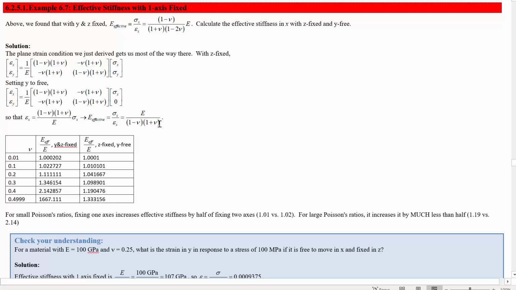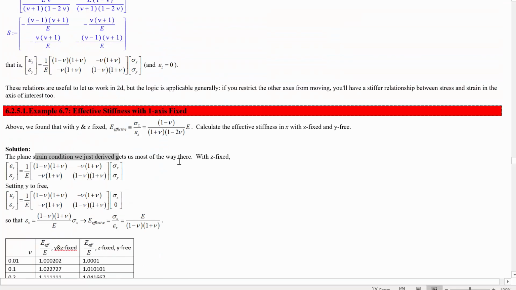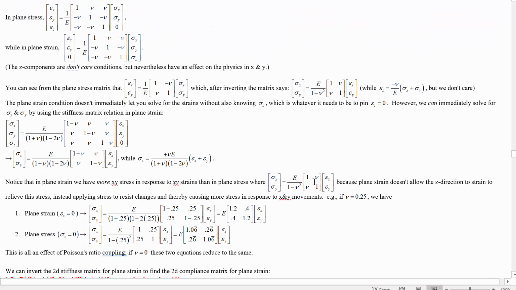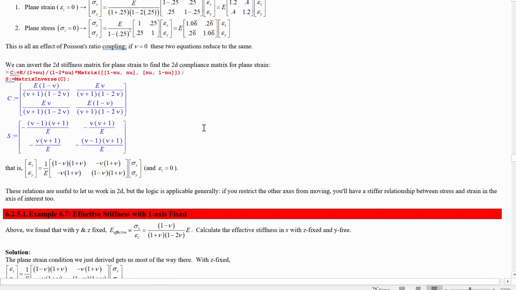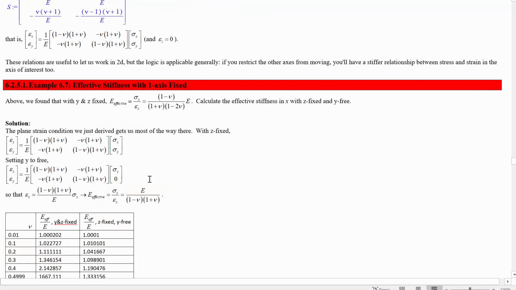There's another way you could have gotten this, and that is not by starting with the plane strain condition and setting sigma equal to 0, but by starting with the plane stress condition where the z stress is equal to 0. Here was the plane stress condition, there's the compliance matrix. We inverted this already and got the stiffness matrix, and now if we want to fix y, we'll set the strain to 0 and just look directly. Sigma x is E over 1 minus nu squared times epsilon x. So this should be the same thing that we just derived. And it is E over 1 minus nu squared.